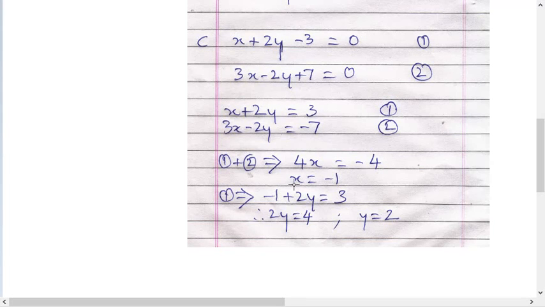Equals to minus 4. Therefore x equals to minus 1. Put it in 1. Minus 1 plus 2y equals to 3. Therefore 2y equals to 4. y equals to 2. So x equals to minus 1, y equals to 2. That is the answer.